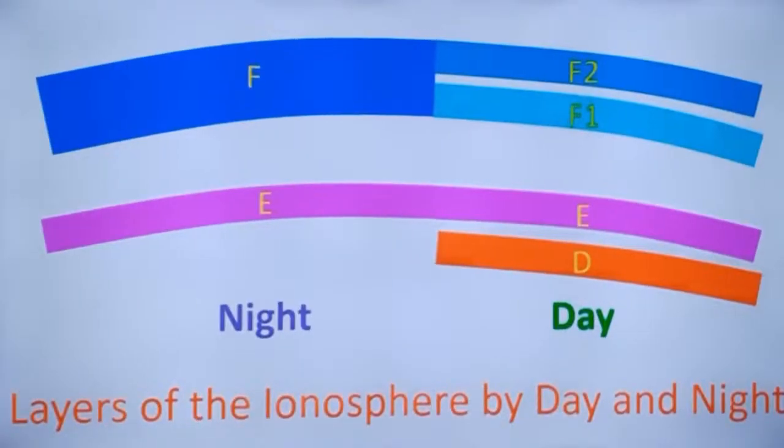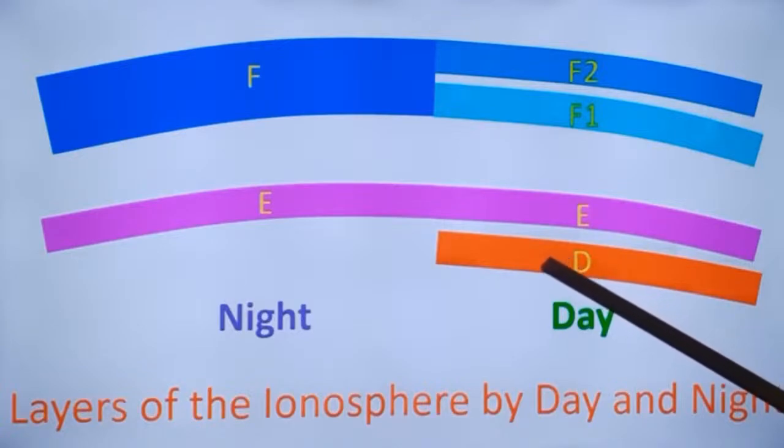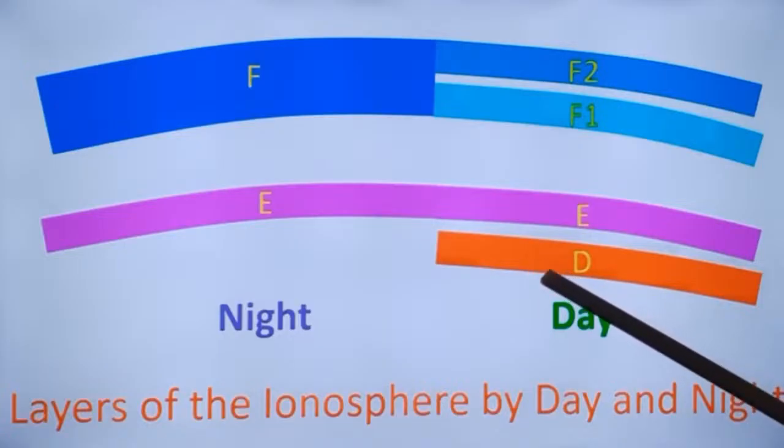These are the layers within the atmosphere by daytime and nighttime. Lowermost is the D layer. D layer is the one which absorbs medium waves, so that medium waves will not get reflected by the ionosphere and depends only on local propagation, that is ground wave propagation.